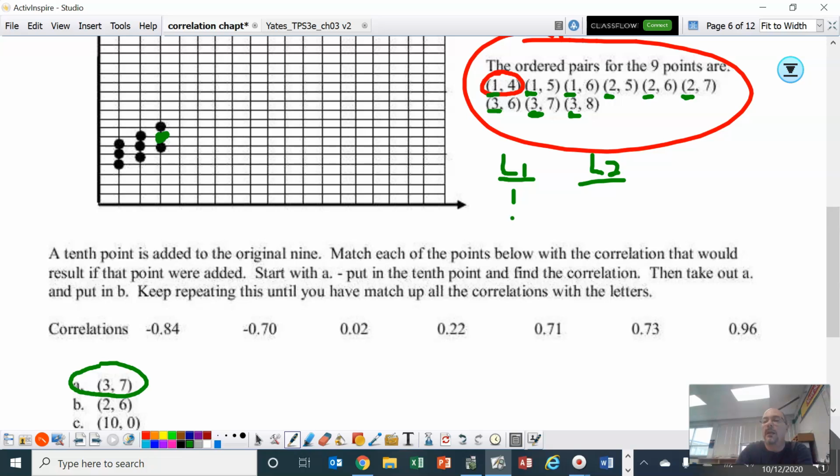And I'm going to put in the Y values in my list too. 4, 5, 6, 5, 6, 7, 6, 7, 8. Okay, I'm going to pause while I do that and then I'll show you on the calculator.